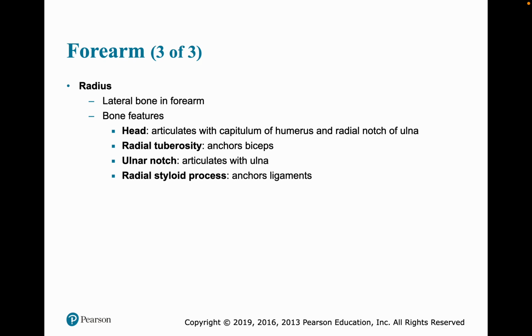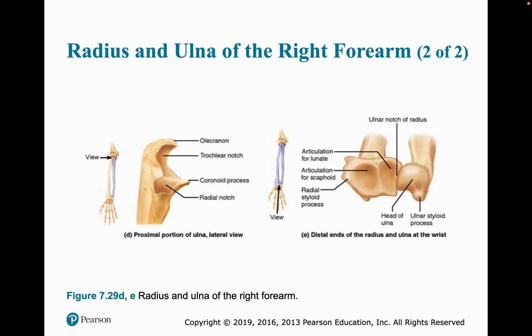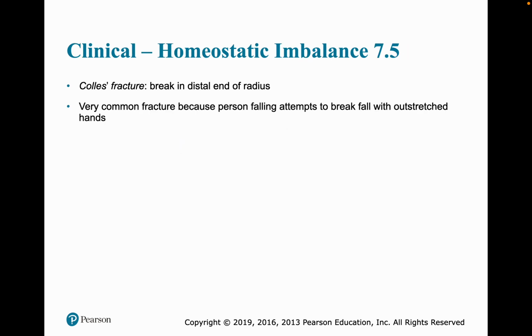The radius is the lateral bone in the forearm. It has a head, which is round. A radial tuberosity anchors the biceps. The ulnar notch articulates with the ulna. And this also has a styloid process, the radial styloid process. And here they are shown, along with that interosseous membrane. Colles' fracture is a break in the distal end of the radius, and it tends to be a common fracture. It occurs when someone tries to break their fall with an outstretched hand.